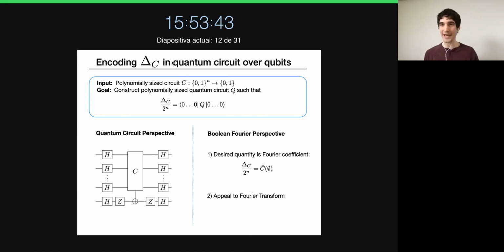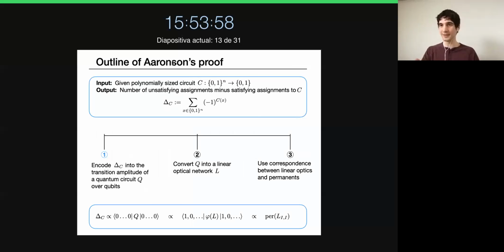So that's actually all I'm going to say about this first step. After this step, we will have constructed this quantum circuit Q such that if we start in the L0 state and end in the L0 state, we're going to get this quantity delta C over 2 to the n. Okay, so that was the first step of our proof.